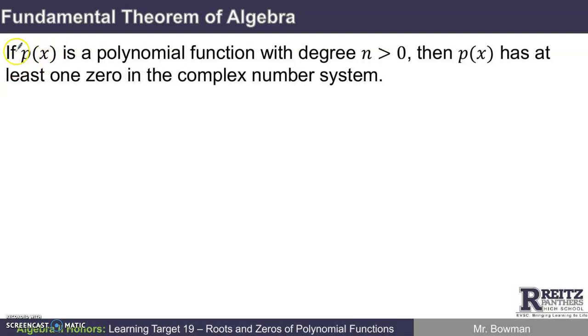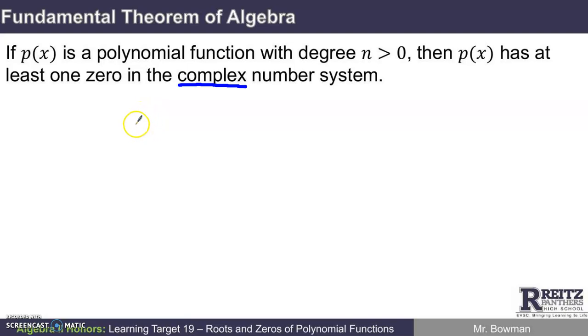So if p of x is a polynomial function with degree n greater than 0, of course, then that function p of x has at least one zero in the complex number system. Notice the word complex there. They're not saying that every polynomial function has real zeros, but you know that every real number is really a complex number. So this is the classic statement of what is known as the fundamental theorem of algebra. Every polynomial function has at least one complex zero.